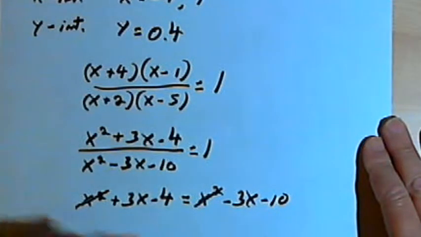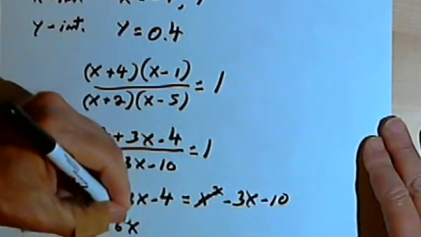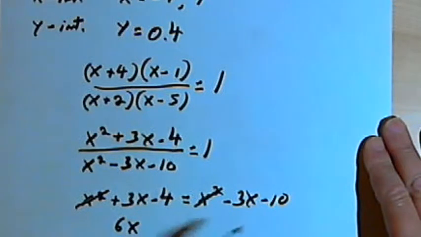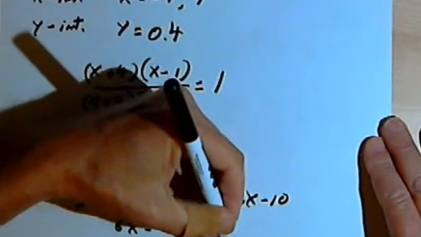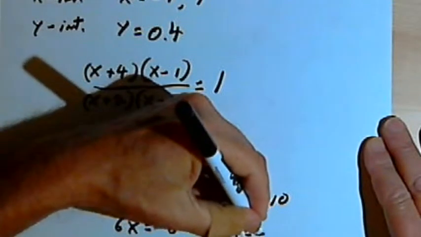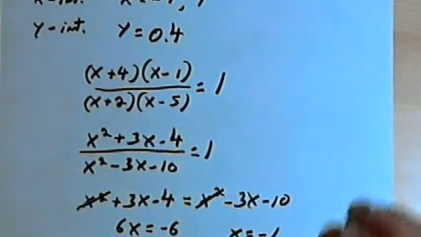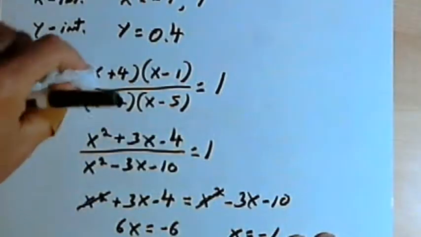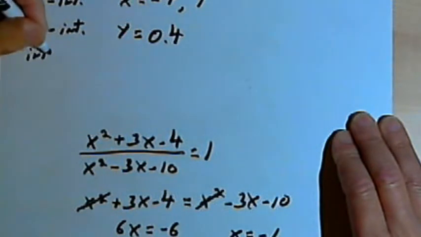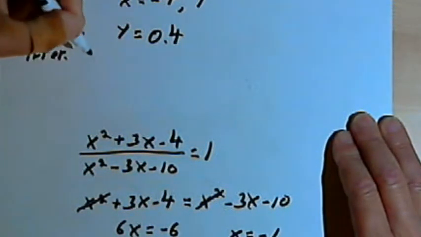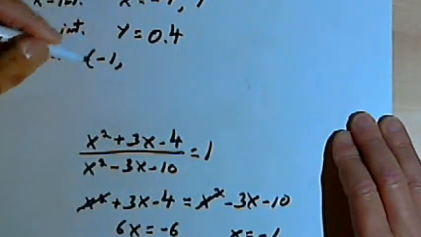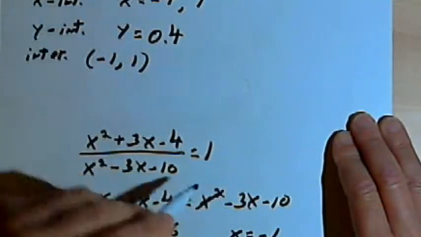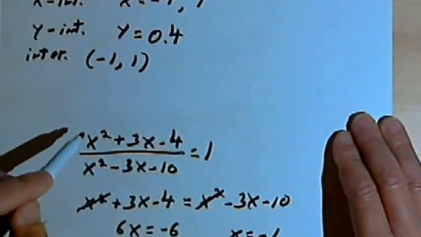When I add 3x to both sides, I'm going to get a 6x. When I add 4 to both sides, I'm going to get a negative 6. So x would equal negative 1, which means the point where that intersection is going to happen is going to be at negative 1, comma 1. The 1 because that's what the horizontal asymptote was.